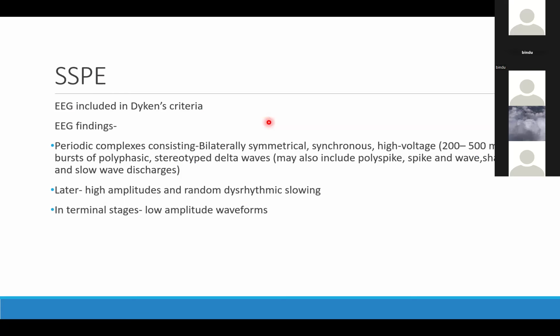Coming to SSPE, subacute sclerosing panencephalitis. EEG is included in Dyken's criteria for SSPE diagnosis, and the typical classic EEG finding described is periodic complexes consisting of bilaterally symmetric and synchronous high voltage bursts of polyphasic stereotyped delta waves. In the later stages, patients can have random dysrhythmic slowing, and in terminal stages, patients can go into low amplitude waveforms.